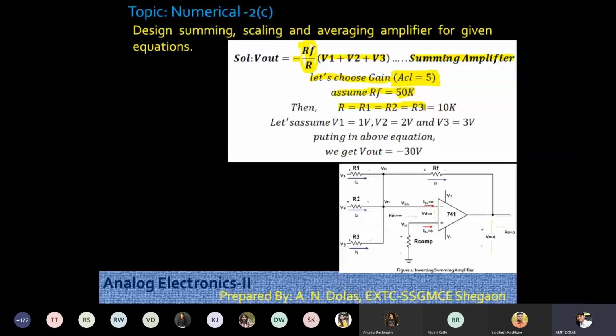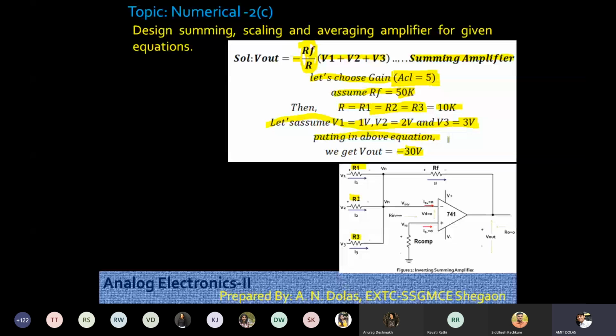Let's assume values again. I assume V1 is 1 volt, V2 is 2 volt, V3 is 3 volt. Putting these values into the above equation, whichever we designed: 2 plus 1, 3, 3 plus 3, 6, 6 into the gain, which is 5. So it is 30. So the output will be 30 volt, and again inverting mode. That's why it will be minus 30 volt is the output.